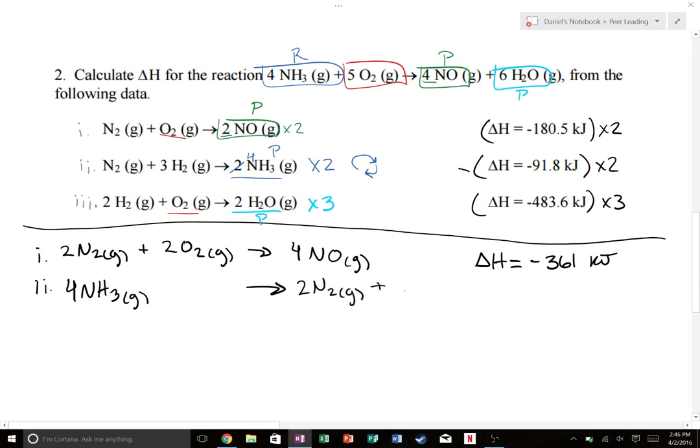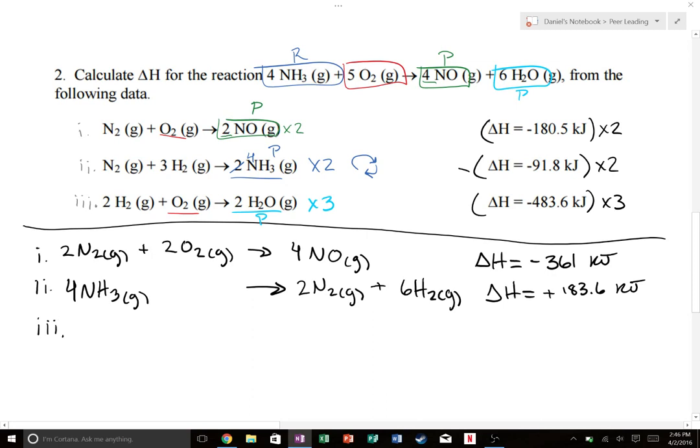Okay, so let's go ahead and start off by writing the 2N2 gases, and then 6 hydrogen gases. And the delta H for this reaction is actually going to be, change the sign, so positive 91.8 times 2, it gives me 183.6. So positive 183.6 kilojoules. Right? So now equation 3.